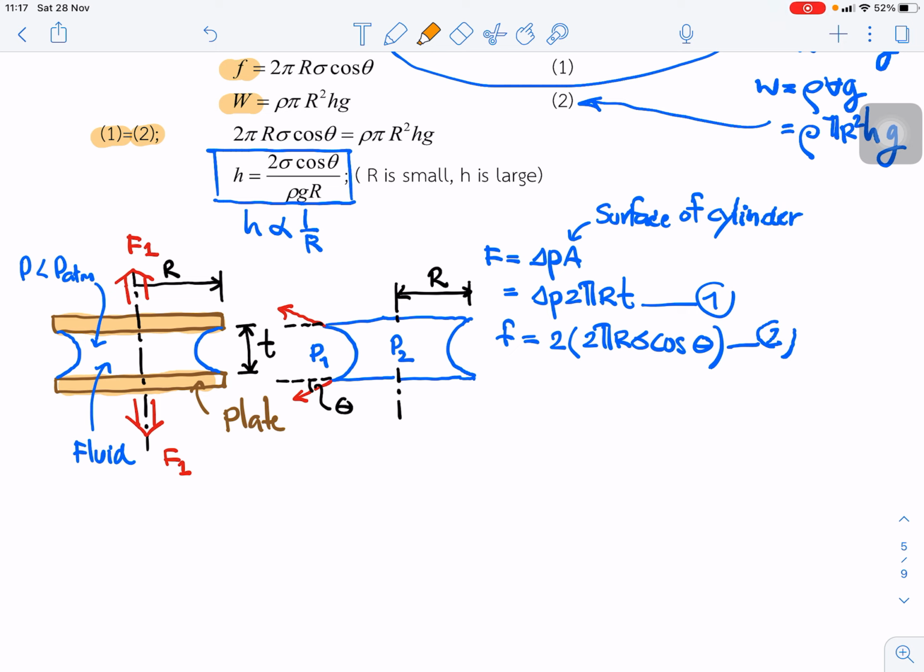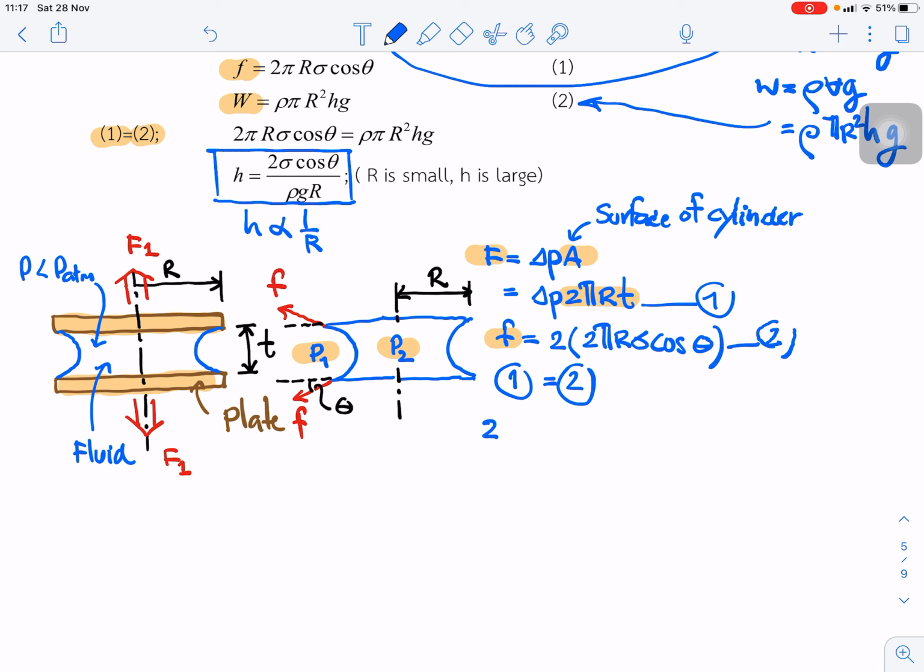You see the different pressure P1 and P2 between outside and inside the fluid, and this is for the surface tension force. We can write the equation for this equilibrium. Start from F. F is the pressure difference between outside and inside the fluid times the area. Area is the surface of the cylinder, equal to 2 pi R T. Okay. And F is equal to 2 times 2 pi R sigma cos theta. And next we can make equilibrium between the two equations. Equation 1 equals equation 2.